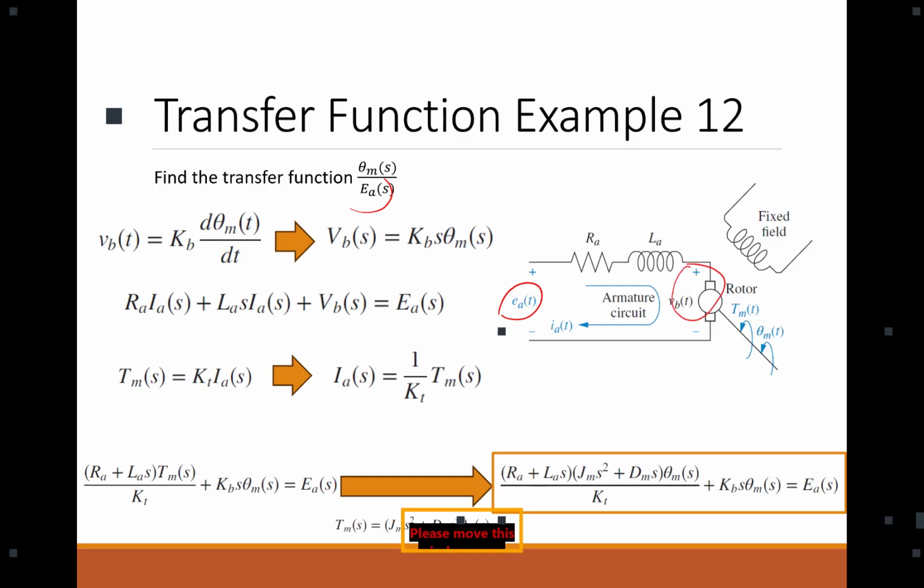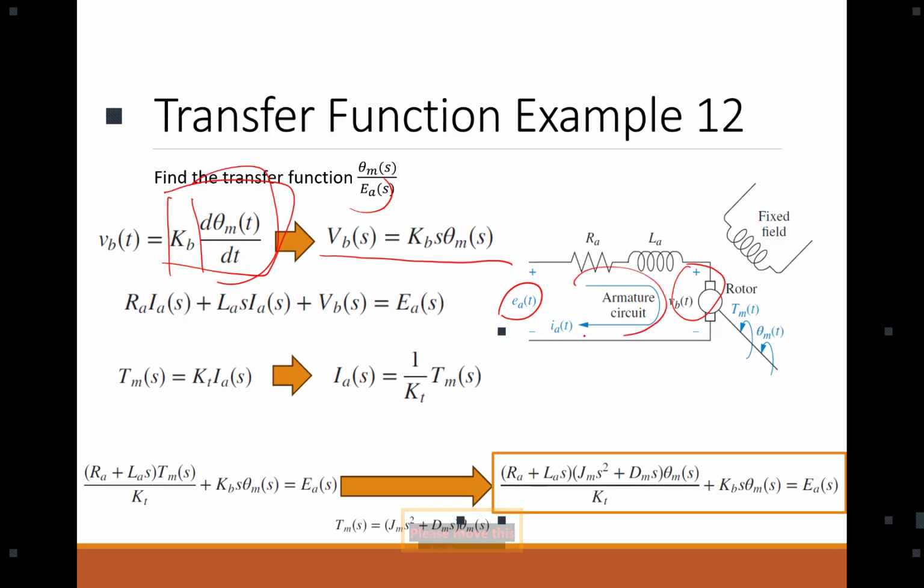What is the voltage across the rotor? This is a concept that you learn in energy conversion. I don't know if you passed that or not, but just take it from me. The voltage across the motor is the coefficient of the motor times the derivative of the rotation. The Laplace form is Kb s theta.